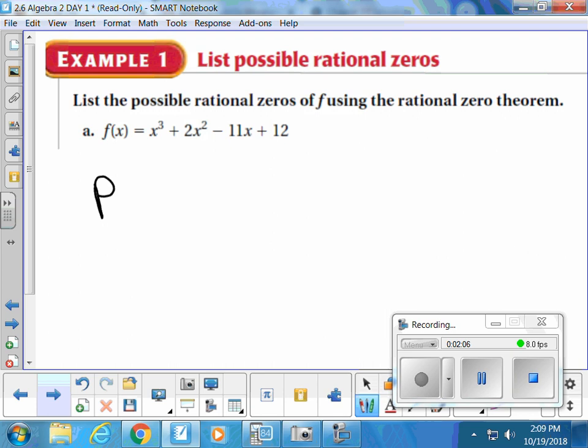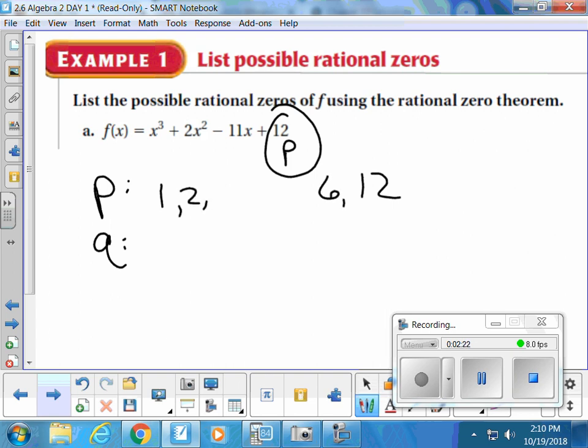So to make our list of possible rational solutions, we're going to start with our P list. It's all the numbers that divide 12 evenly. Here's how I do it. 1 times 12 equals 12. 2 times 6 equals 12. 3 times 4 equals 12. And that's a complete list now. Can I see how I did that? All right, our Q is our leading coefficient. What's a leading coefficient in this polynomial? Just a 1. So our Q list is very short. It's just 1.